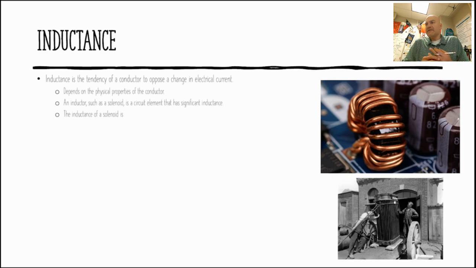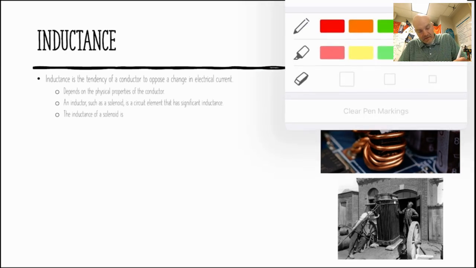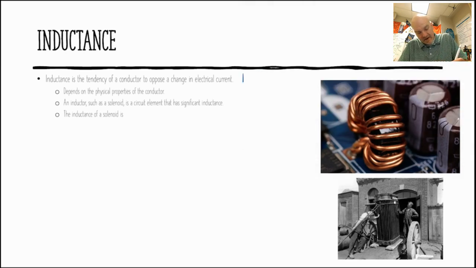There are a couple of things that it depends on. It depends on the physical properties of a conductor. An inductor such as a solenoid is a circuit element that has significant inductance. Inductance is L, measured in henries, or H.